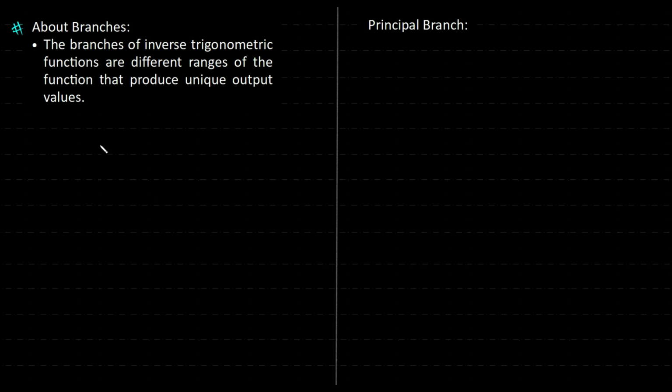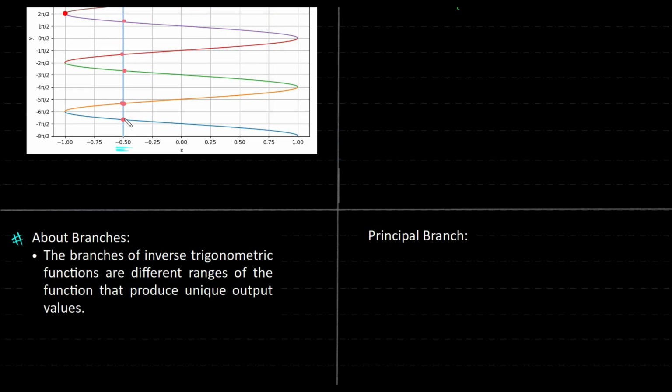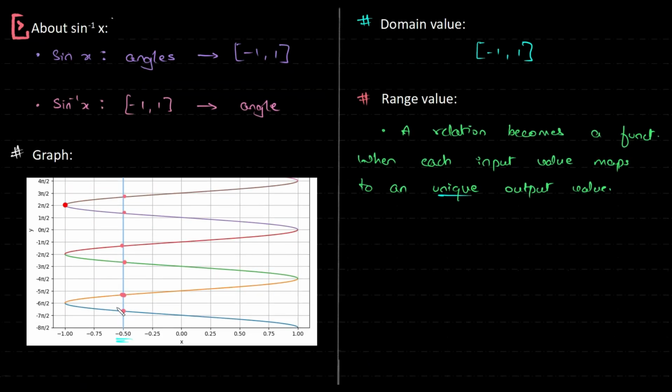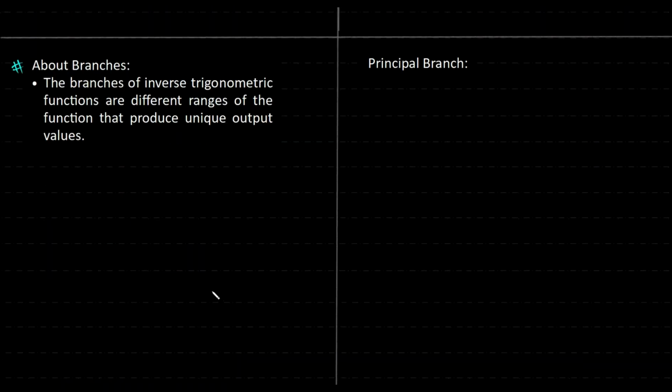To help us navigate this weird scenario wherein we have so many possible outputs, there are infinite possibilities actually. But for a relation to become a function, we need to have a particular output. To help us with this, we make use of branches. So what are branches? Obviously they have to do with output. So let's look at the definition.